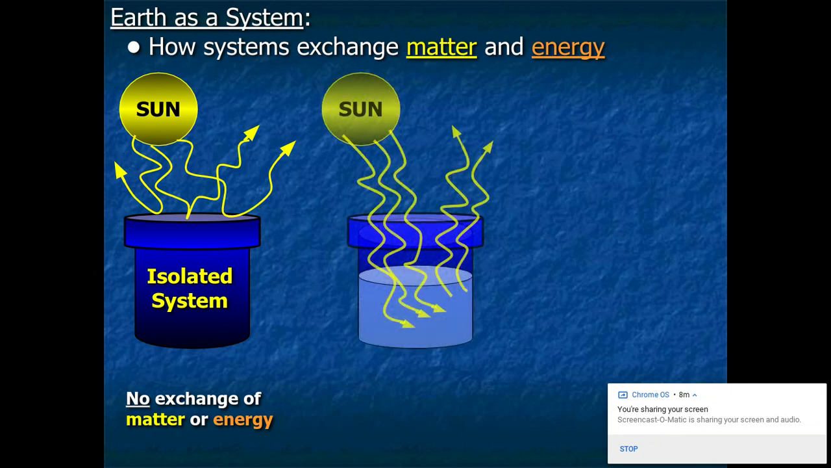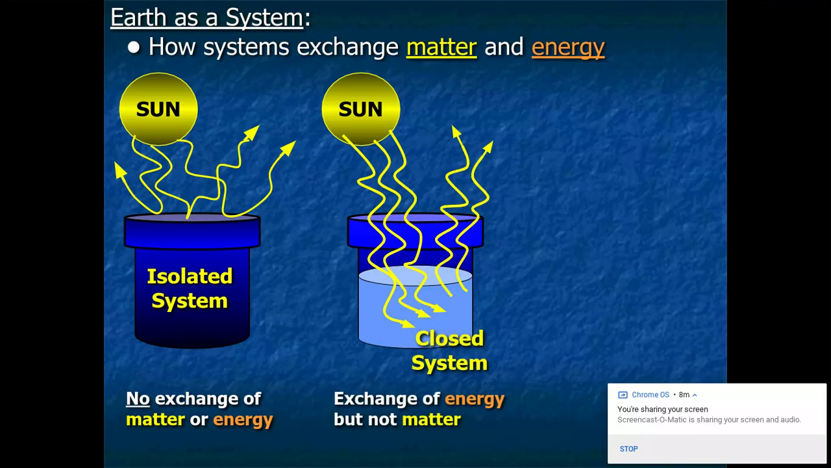The next scenario now shows the canister open, and the canister is filled with water in this case. And so the sun now is radiating down into the canister. The radiation is reacting with the water, and then the water is releasing the energy. And in this case, we'd call this a closed system, where there's an exchange of energy, but not an exchange of matter. So a closed system, exchange of energy, but not matter.